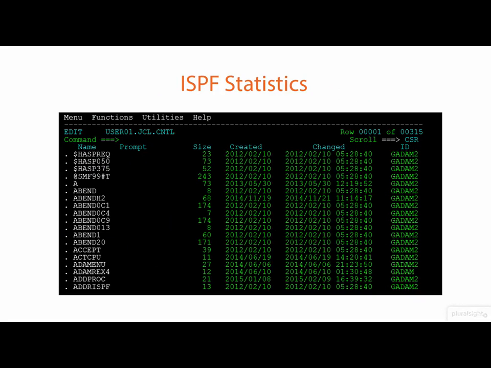One of the other utility functions that is lesser used is the ISPF statistics. ISPF statistics are stored in the directory blocks of these partition data sets, and they contain basic information about the individual members, such as the number of lines that belongs to each of the members, which is their size, when they were created, when they were changed, as well as the user ID of the individual that last modified it or that created it.